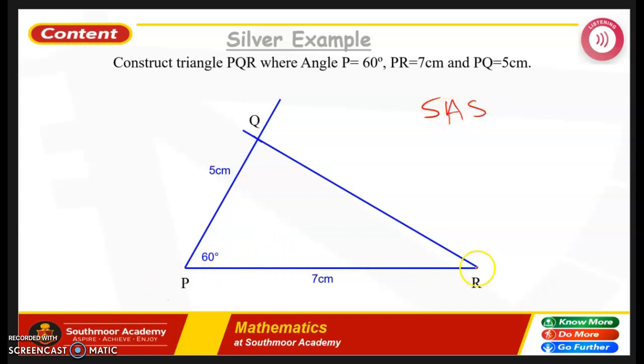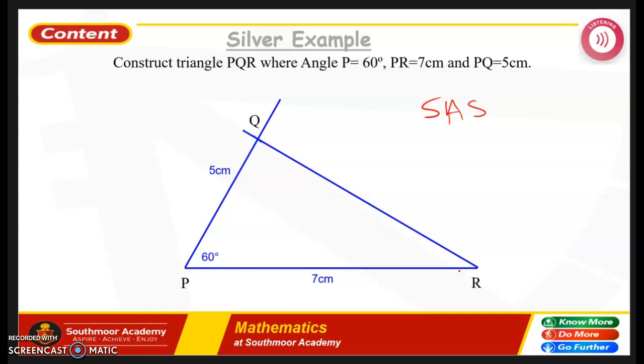So we drew the line on the bottom. We measured our 60-degree angle. We drew that line for 60 degrees. We measured 5 centimetres and then connected it to the bottom. So this is when we've got side, angle, side.